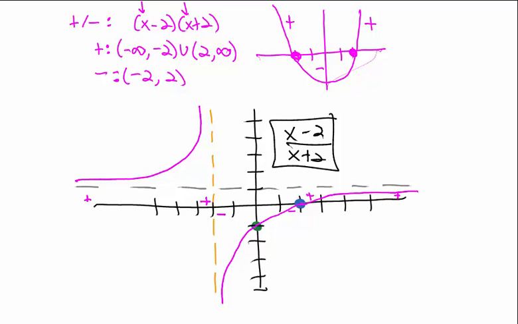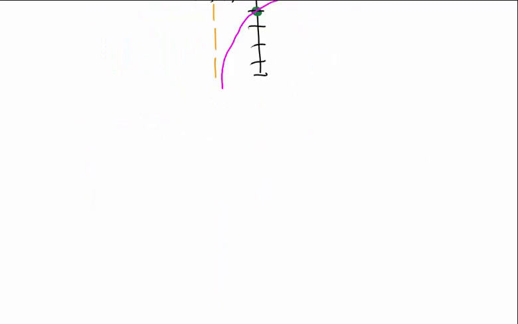Let's take a look at another example where we run through these 5 things. We're going to graph f of x equals x plus 3 over x squared plus 2x plus 3 plus 2.